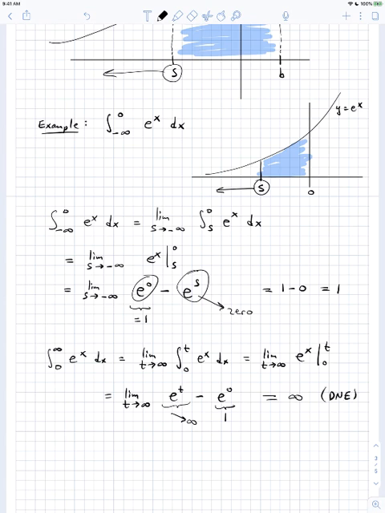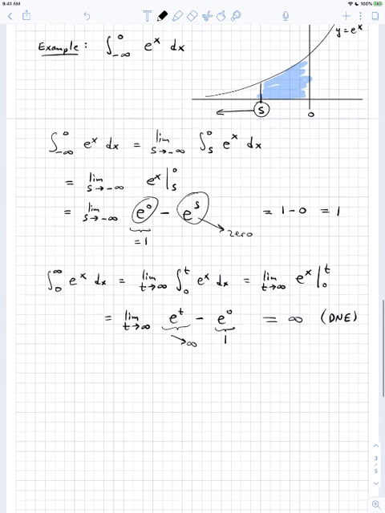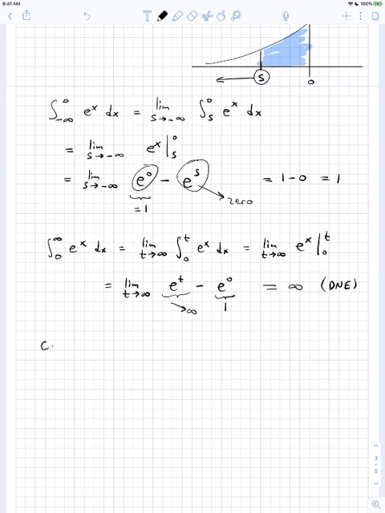So you can have very different behavior depending on whether your limit is from minus infinity to something or from 0 to positive infinity. It just depends on your function. So now we've seen the two cases. Well, there is of course a case 3, which is when you have a mix. So case 3.